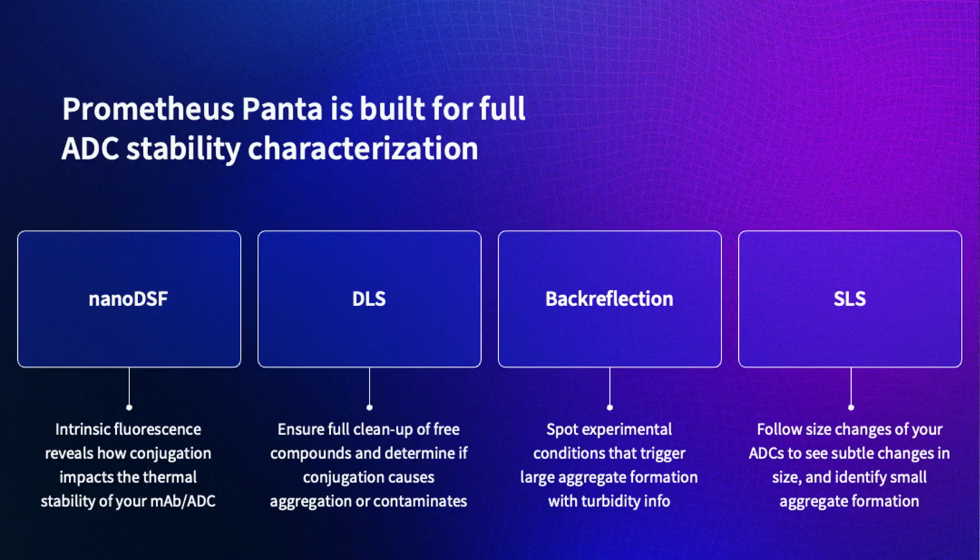Now, the Prometheus Panta is able to achieve this by combining 4 different technologies that take measurements simultaneously across a single thermal ramp. The first of these technologies is nano-DSF, which uses your sample's intrinsic fluorescence to assess thermal stability. Next, we have DLS, which is used to check the purity of your sample and measure aggregation. Third is back reflection, which provides turbidity information that can help to tell you if you have large aggregates forming in your sample. And last, we have SLS, which can resolve small changes in size and detect small aggregates. Now, I won't be going into the details of how these work together in this talk, but if you're interested, you can learn more from the Explore the Prometheus Panta video.